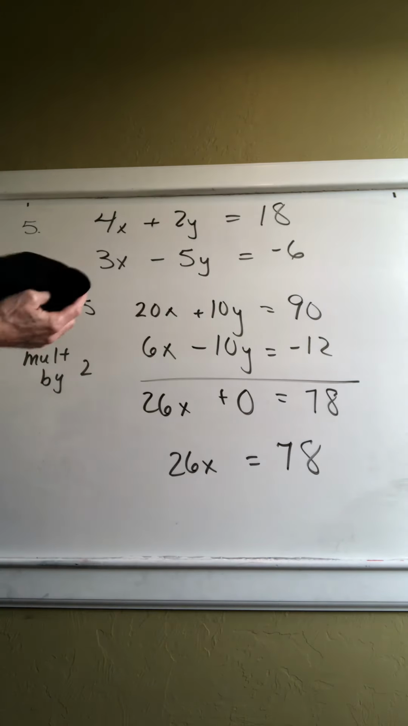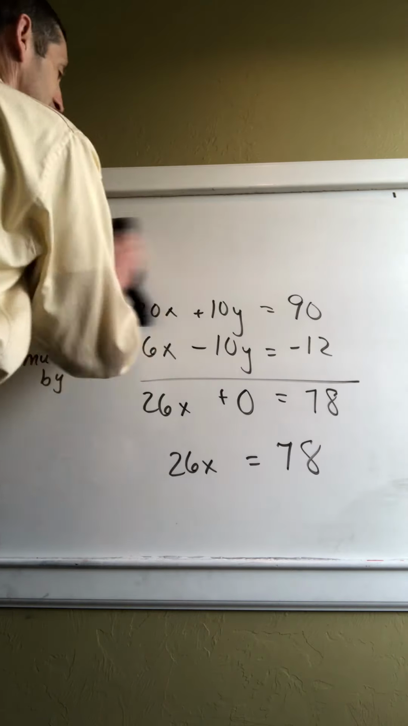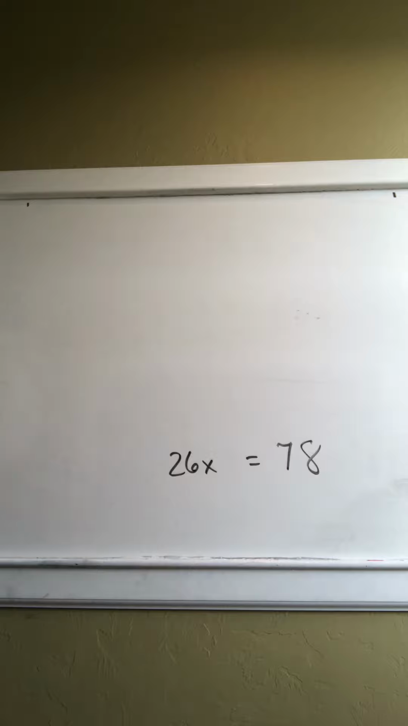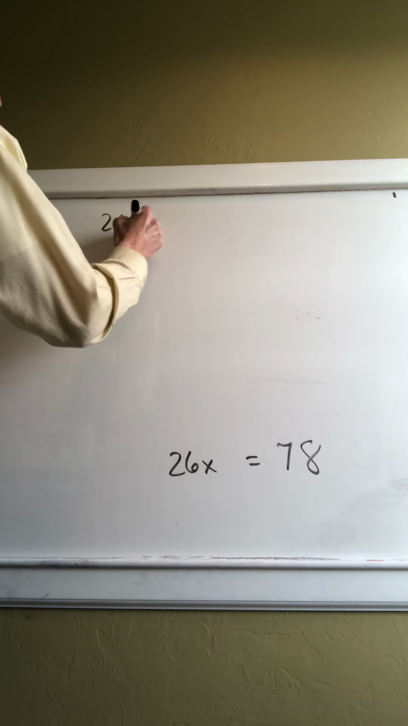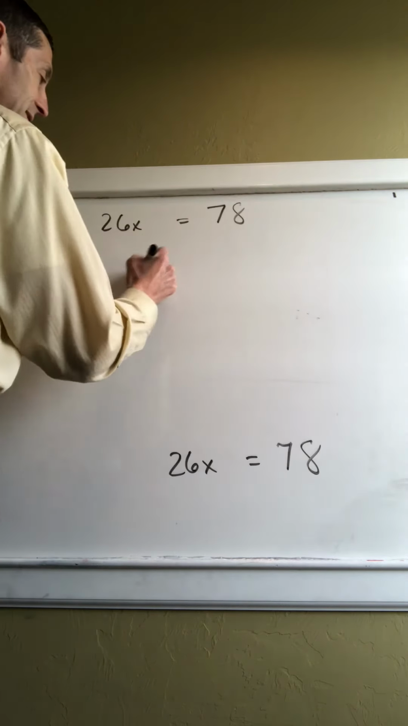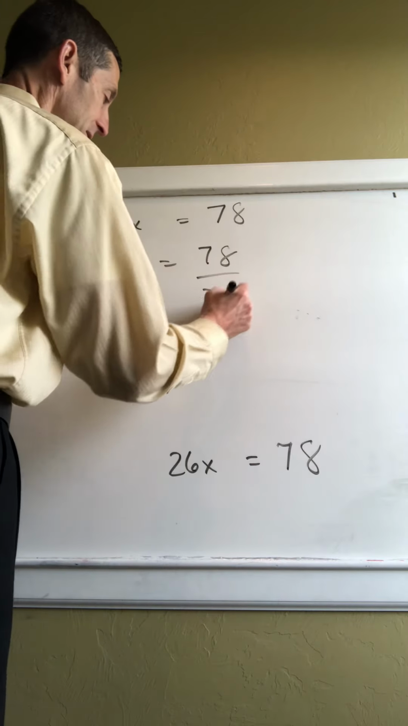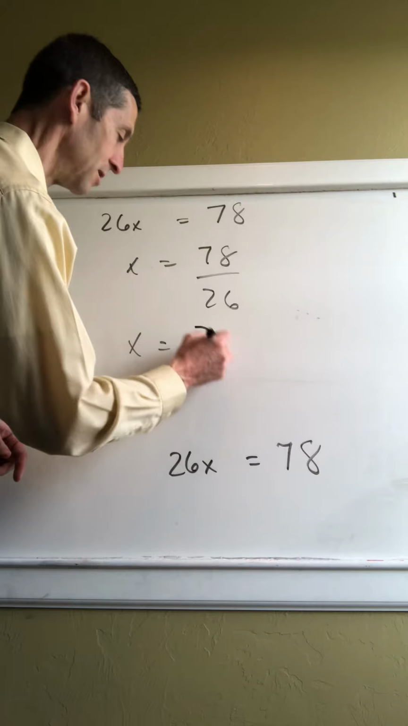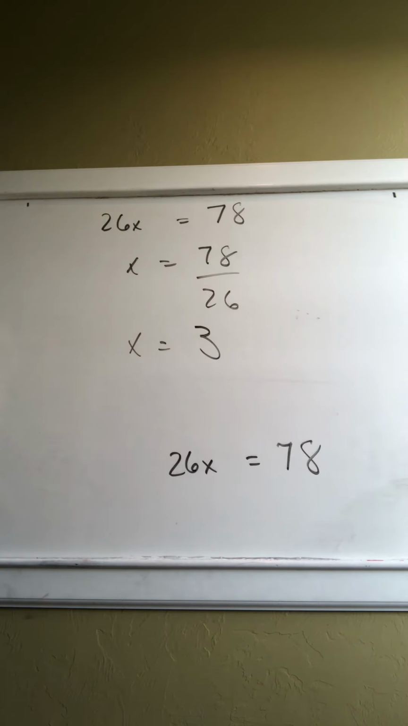Let's get back up to the top and finish this one off. 26x equals 78. But I think we're okay. I think 78 divides by 26. What's 78 divided by 26? 3 times, my friend. 3 times.